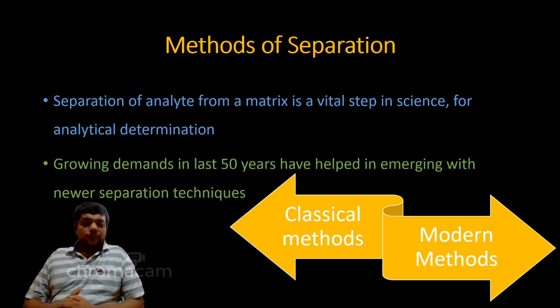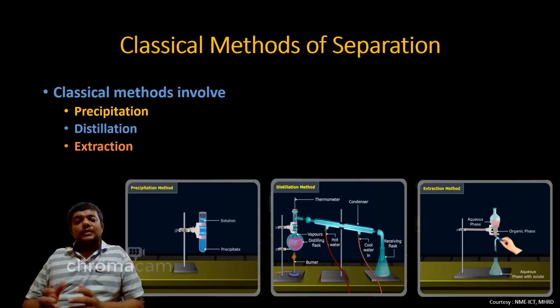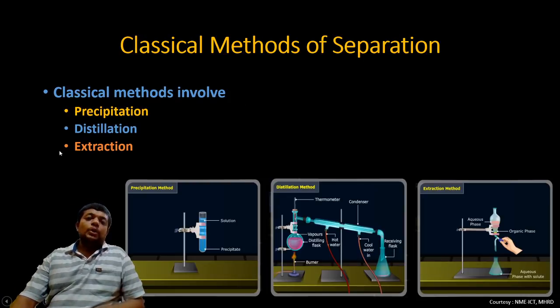So friends, going into the detail of classical methods of separation, you are very much aware of three terms: precipitation, distillation, and extraction. Whenever you use the word precipitation, you know that it depends on the solubility product, that is KSP, and you come out with precipitation. After filtration of that precipitate, you get the filtrate separate and the precipitate separate. So it is one of the classical methods of separation.